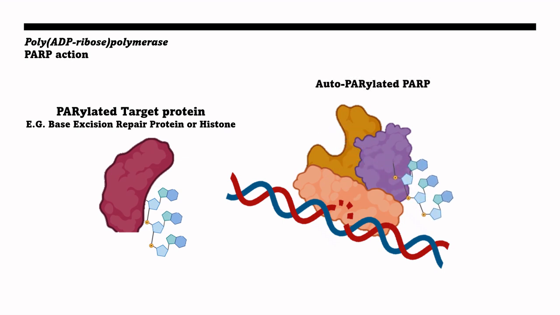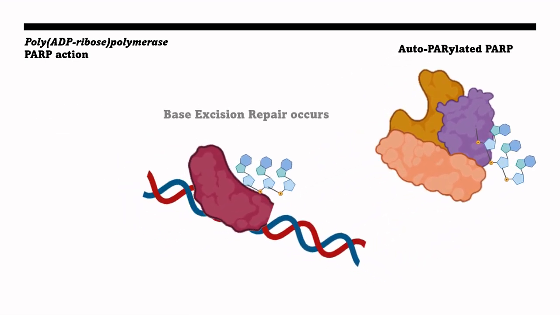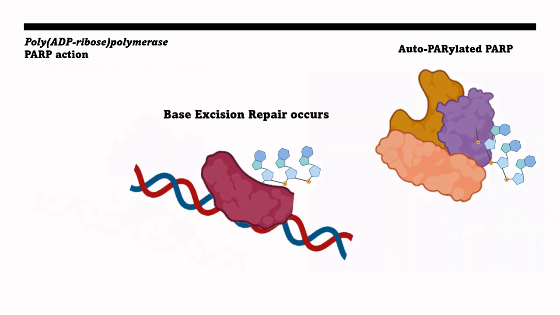Auto-PARylation causes dissociation from DNA. Histone PARylation causes chromatin remodeling, and excision repair protein PARylation causes activation and DNA repair. Once PARP is dissociated, excision repair can take place.